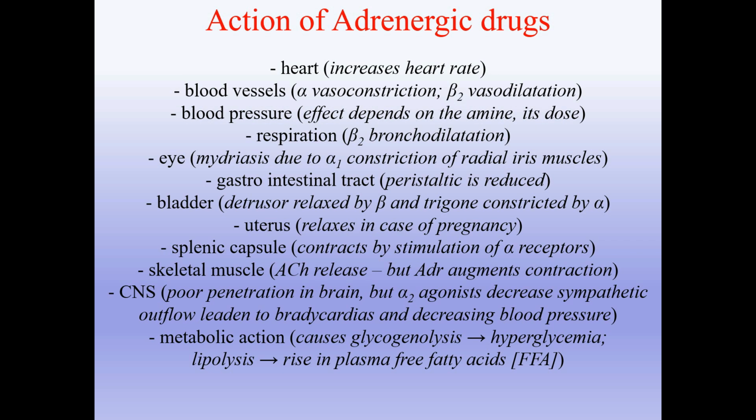CNS: poor penetration in brain, but alpha-2 agonists decrease sympathetic outflow, leading to bradycardia and decreased blood pressure. Metabolic action causes glycogenolysis, hyperglycemia, and lipolysis, with a rise in plasma free fatty acids.